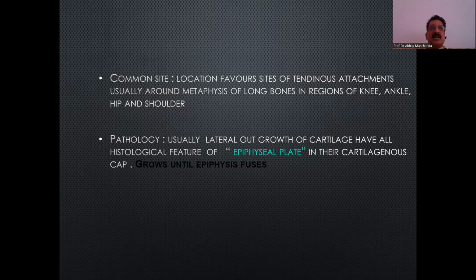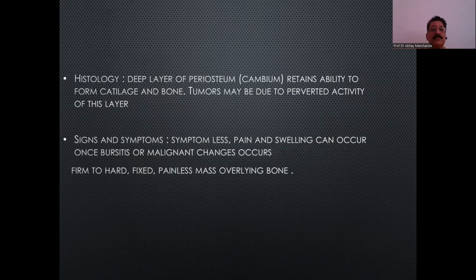The interesting part is that it only continues to grow while the overall growth is happening. Once the growth ceases, the tumor also ceases to grow. On histology, you find a deep layer of periosteum, that is cambium. It has the ability to form cartilage and bone. Tumors may be due to perverted activity of this layer. So you can blame perversion of the activity of the deep layer of periosteum, that is cambium.